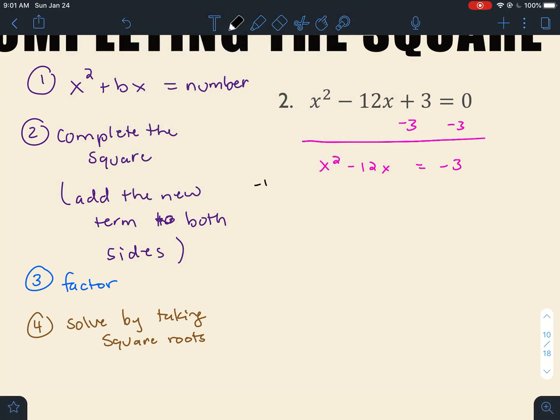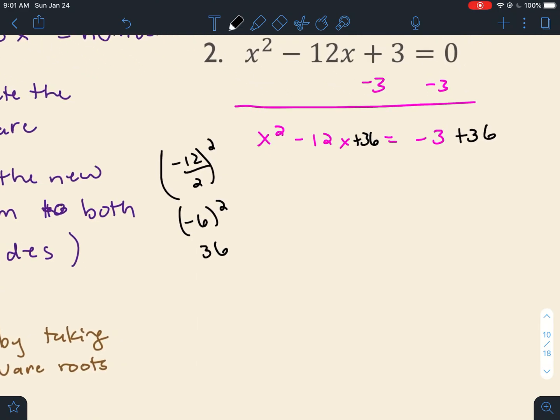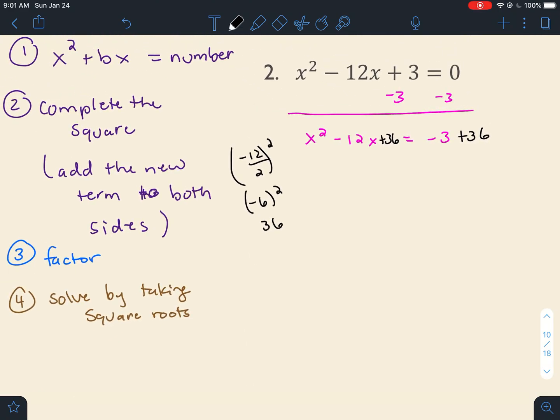So I'm going to take negative 12, divide by 2, and square that answer. So I get negative 6 squared, which is 36. So I'm going to add 36 to complete the square, but whatever I do to one side of the equation, I have to do to the other. So I'm going to add 36 to the right side as well. And now I factor. So what multiplies to 36 and adds to negative 12 would be negative 6 and negative 6. So I have x minus 6 squared equals negative 3 plus 36 is 33.